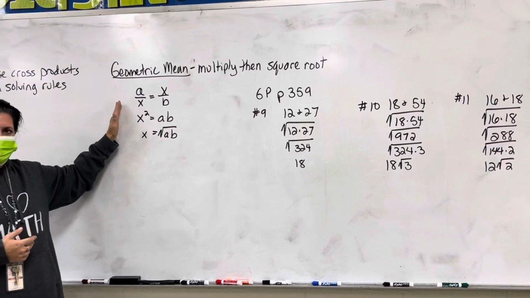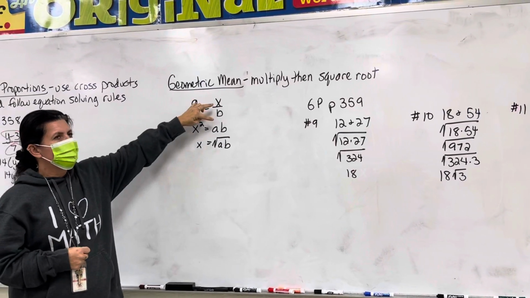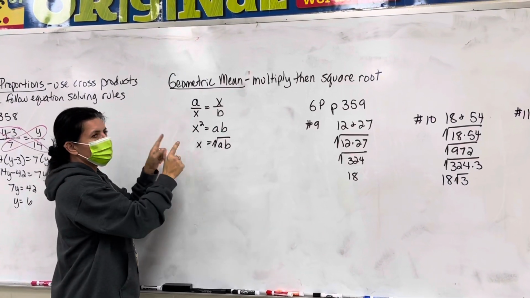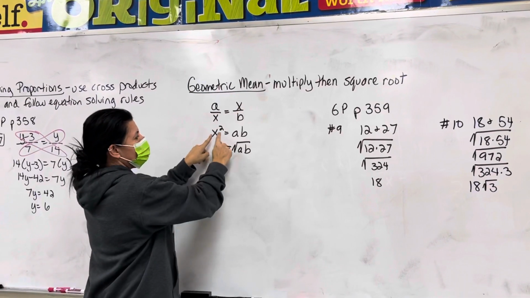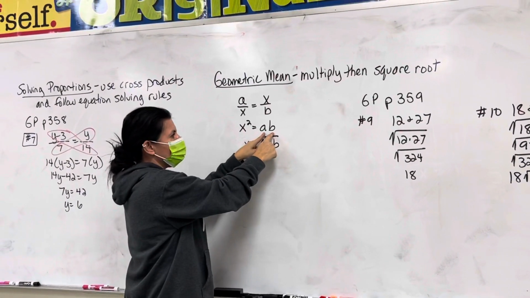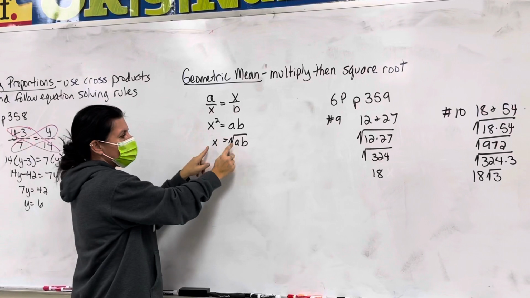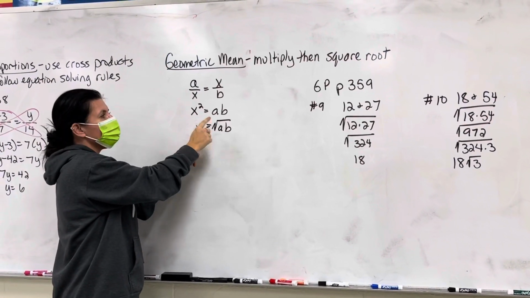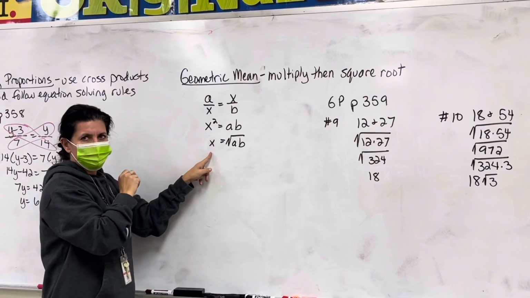This is y. So if you have two ratios where one cross product is the same, look what happens. X times x is x squared. A times b is ab, a times b. When I square root to get that x by itself, look what happens. This is a geometric mean, and this is why we're doing geometric mean.